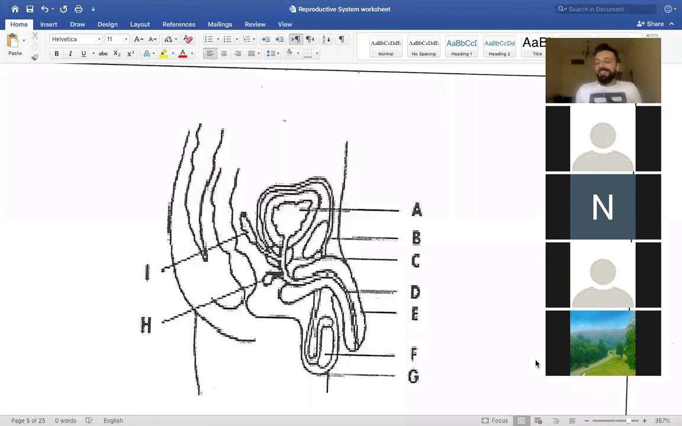What is this picture? Yalla, go ahead. Stop complaining. G is what? Start somewhere. You will get to know the rest. G is the scrotum.